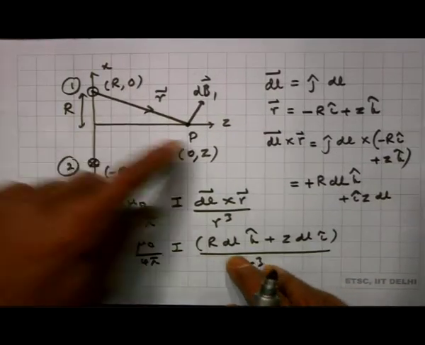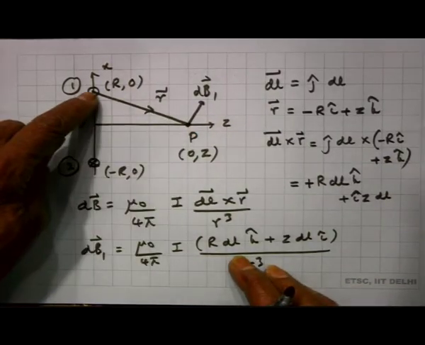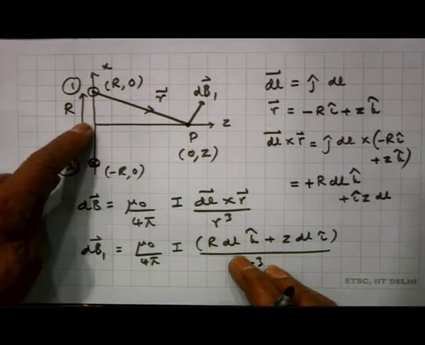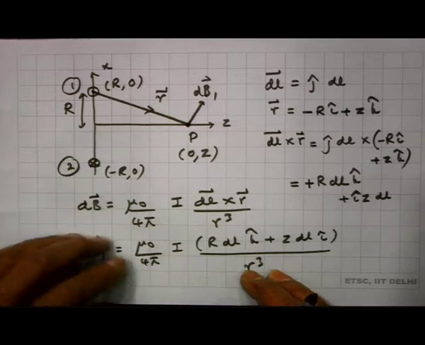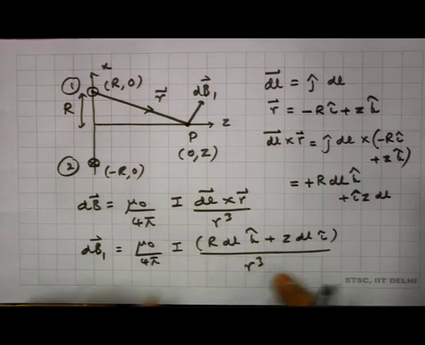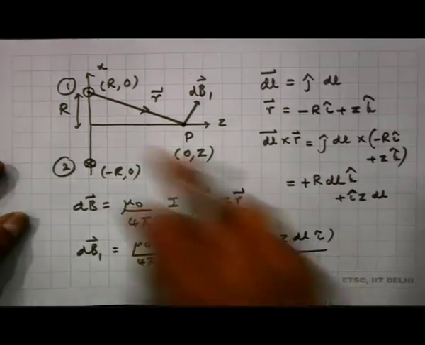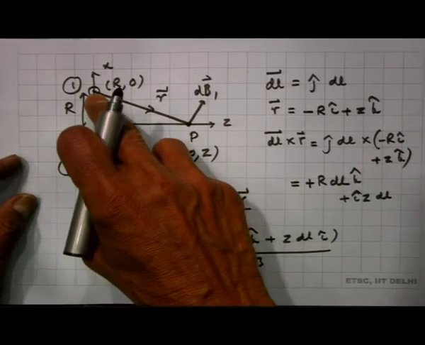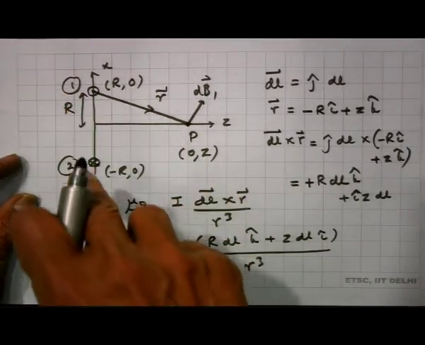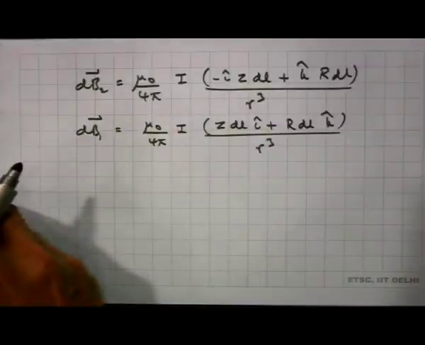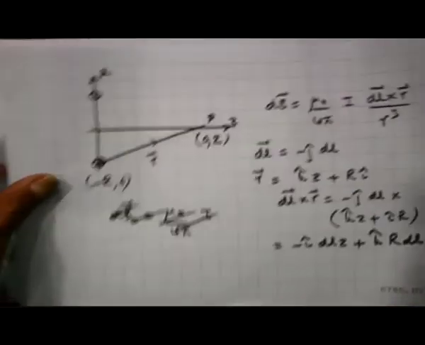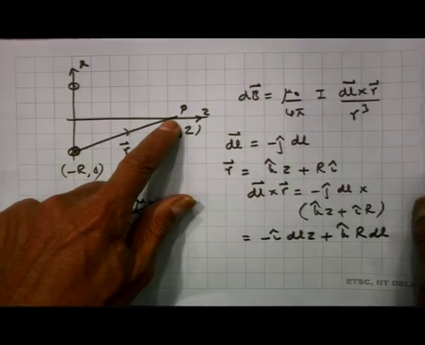Please remember that small r is the distance of this point from the current element, and because I am on the axis of the current loop, this distance is equal to this distance. So, small r is the same both in the dB1 formula as well as dB2 formula. The only difference between these two is the current element: here it is coming up, here the current element is going down, the r vector is here, and in the other case the r vector is this r vector. So, the r vectors are different in the two cases.